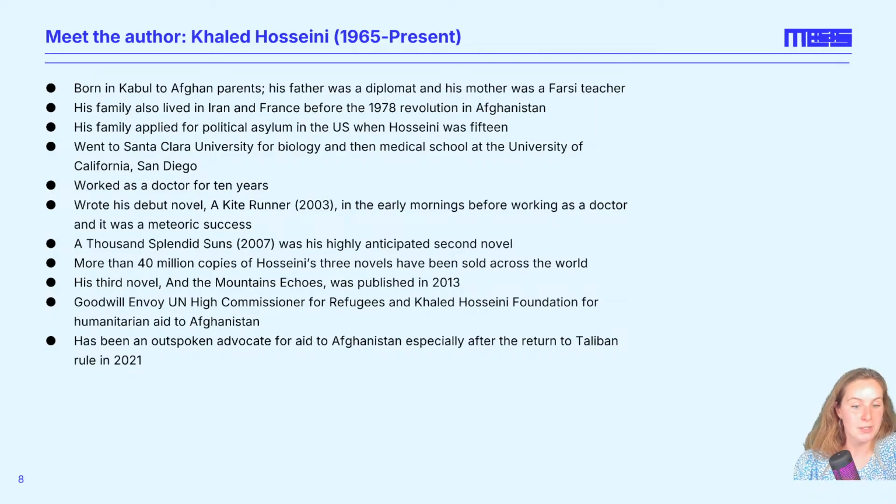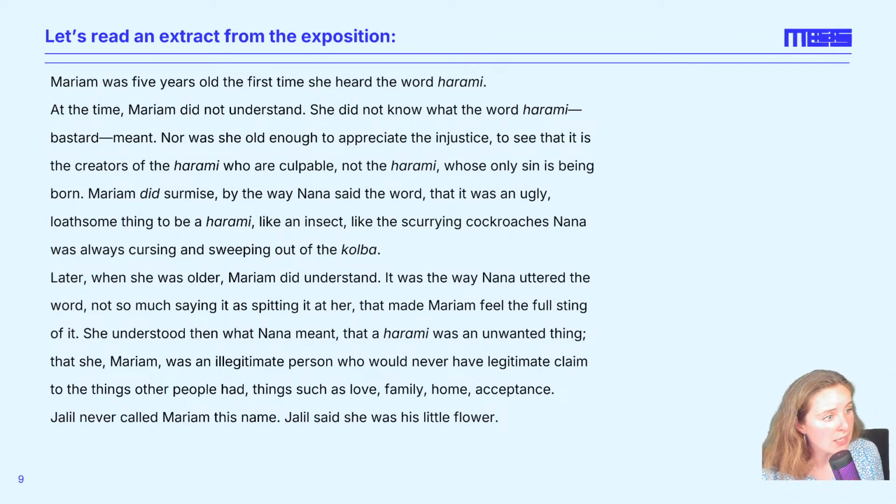More than 40 million copies sold so far of his three novels, and his third novel, And the Mountains Echoed, was published in 2013, so a little bit of time has passed. He now serves as a Goodwill Ambassador and High Commissioner for Refugees, and has set up the Khaled Hosseini Foundation for Humanitarian Aid, and has been an outspoken advocate for aid to Afghanistan, especially since the return of the Taliban in 2021. So this is the beginning of the text.